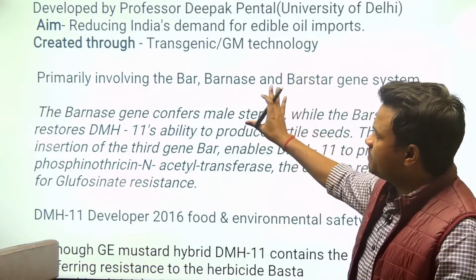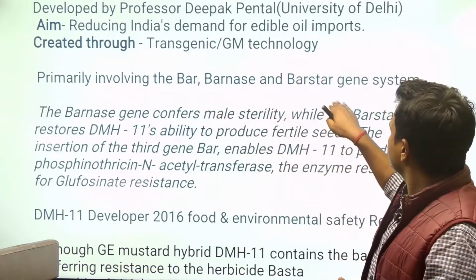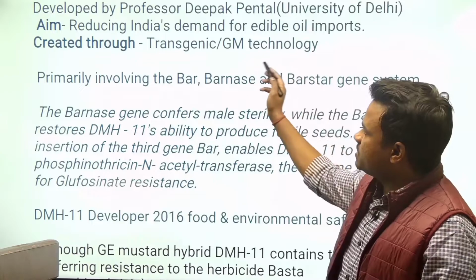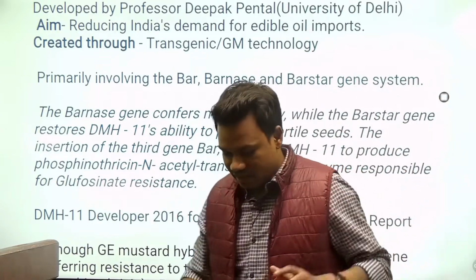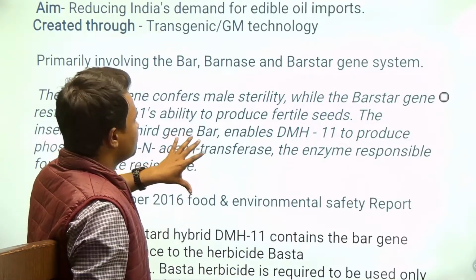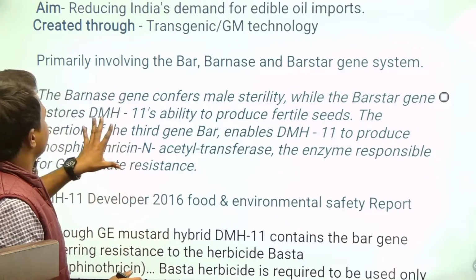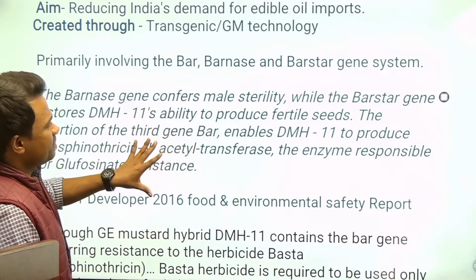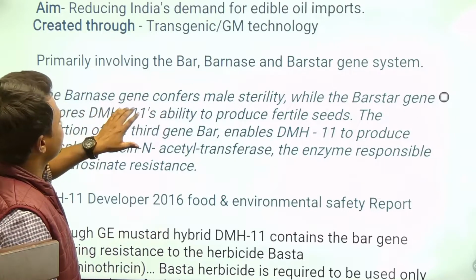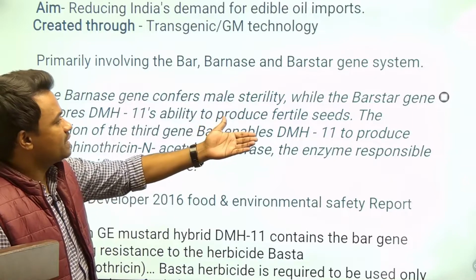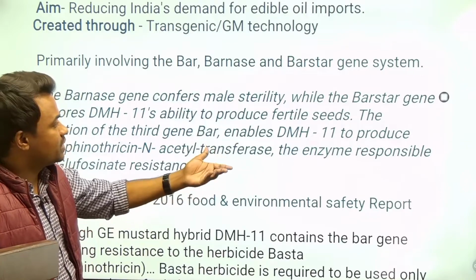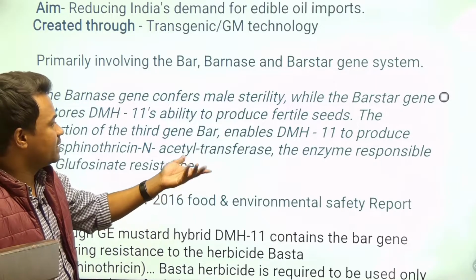What is important here is that it primarily involves the three-gene system: Barnase, Barstar and bar. The combination of these three genetic techniques is helpful in developing this mustard variety. The Barnase gene confers male sterility, while the Barstar gene restores DMH-11's ability to produce fertile seed, so that productivity and harvesting may be enhanced.